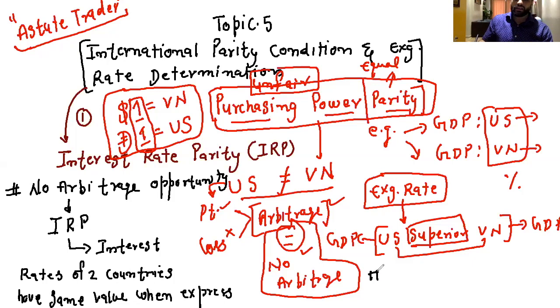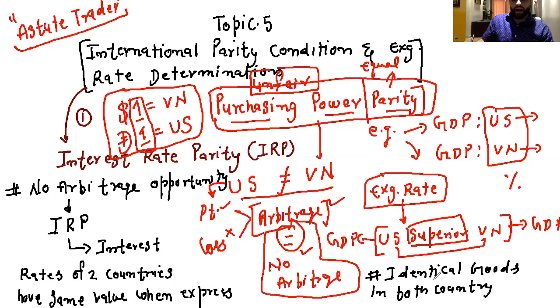Purchasing power parity means identical goods in both countries have the same value. What does it mean? For example, Coca-Cola. Buy one Coca-Cola can in the US, buy one Coca-Cola can in Vietnam. Both have the same value. This is called purchasing power parity. Or we make some kinds of adjustments that bring the identical goods of two different countries to the same price.